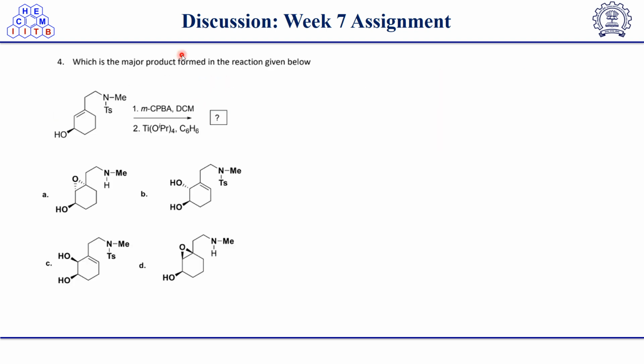Now, moving to the next question, what is the major product formed in the reaction given below? This particular compound is treated first with MCPBA in DCM, and then with titanium tetraisopropoxide in benzene. What will be the product obtained after subjecting this starting material to these two steps, separately?